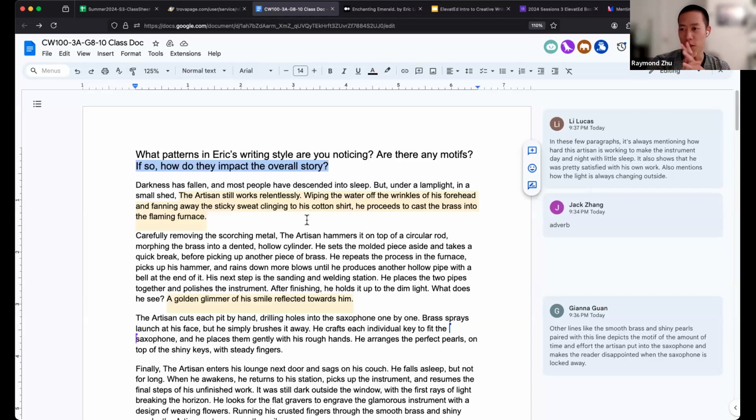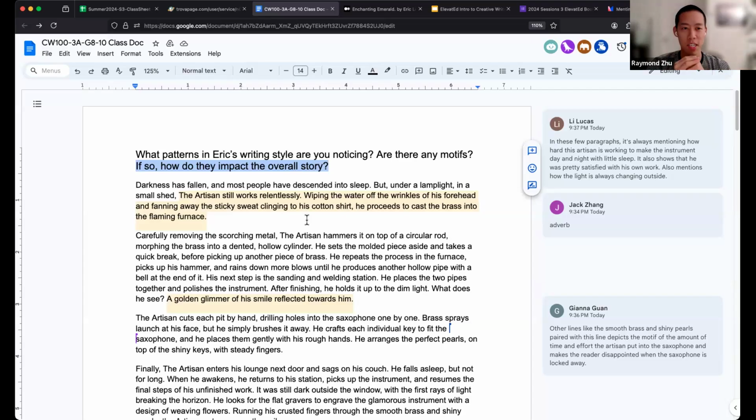Let's see what Gianna said. So other lines like the smooth brass and shiny pearls paired with the golden glimmer depicts a motif that the artisan works hard on his projects and is proud of him. This impacts the story because it makes the reader disappointed when the saxophone is locked away and they could wish for the saxophone to have a second chance. Okay, sort of getting there.